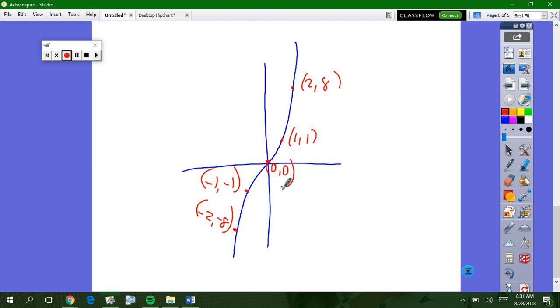Notice, look here. If I replace this input, the x, with its opposite, do I get its opposite value? Right? Okay, so this is what we call symmetric about the origin. Symmetric about the origin.